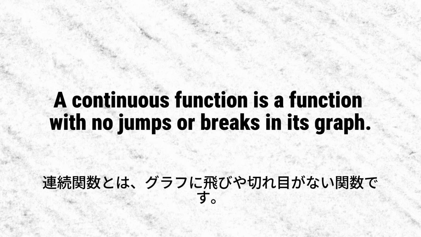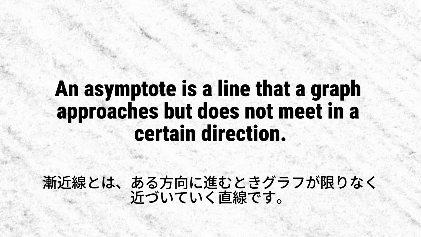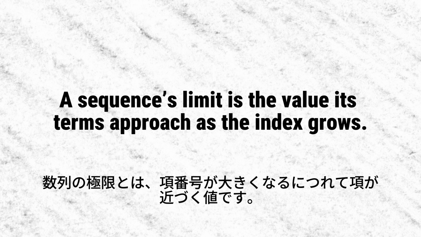A continuous function is a function with no jumps or breaks in its graph. A discontinuity is a point where a function is not continuous. An asymptote is a line that a graph approaches but does not meet in a certain direction. A sequence's limit is the value its terms approach as the index grows.